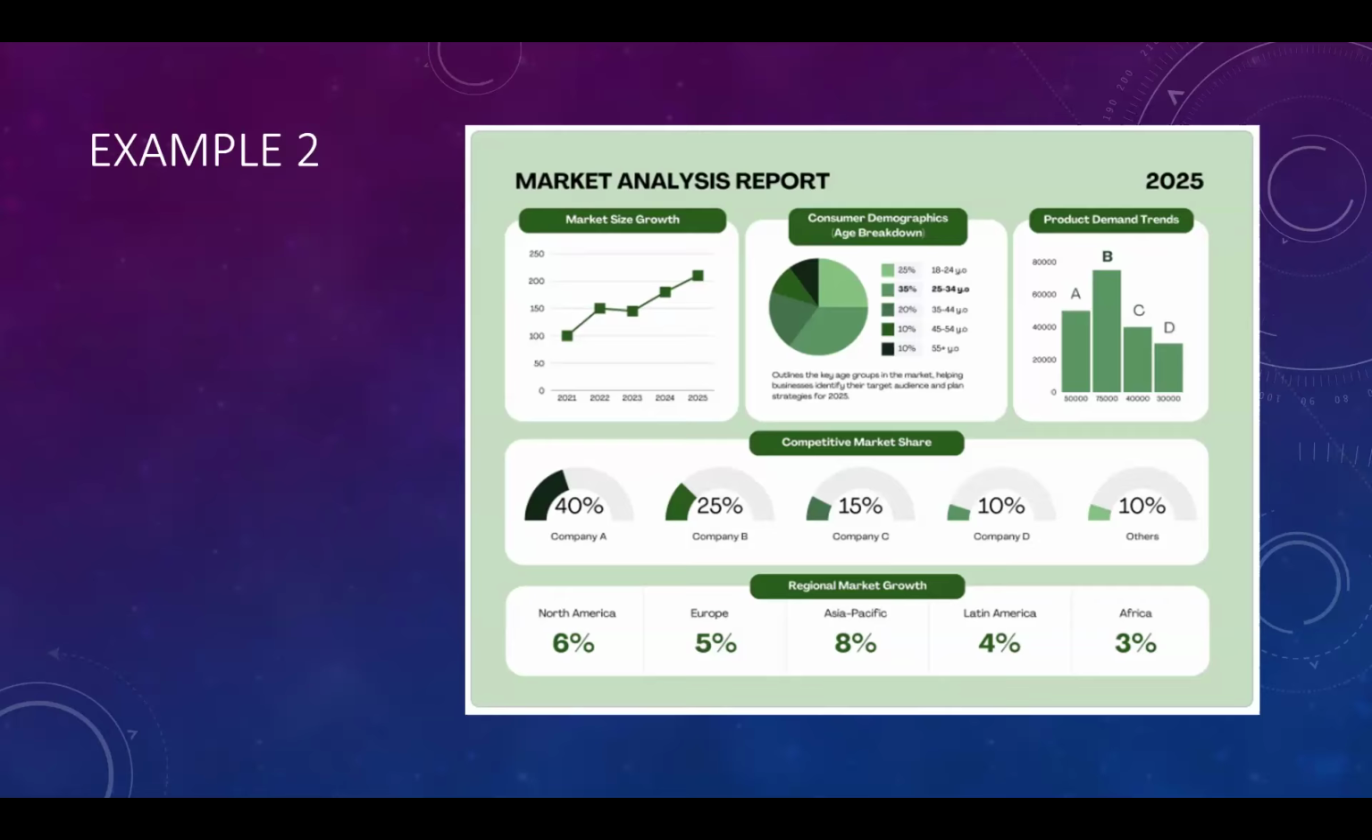Product demand trends, bar chart, what does that mean? I think they need to switch those, right? If it's company A, it should be at the bottom, 50,000 at the top. Yes, that makes more sense.